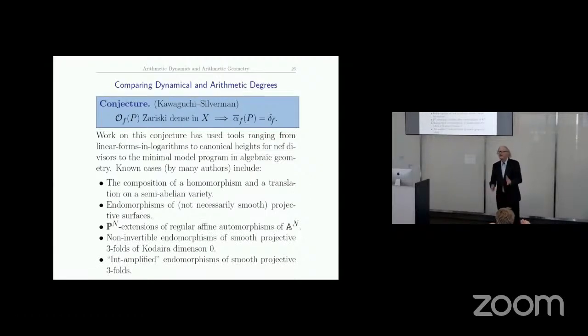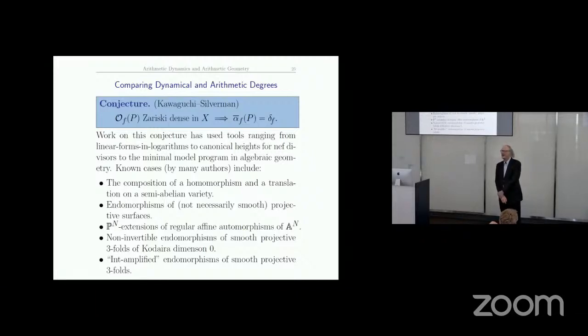So, it's a lot of special cases, and it feels like we don't actually have an approach that might yield a general theorem. So it's known for basically maps of semi-abelian varieties that preserve the group structure in some sense. It's known for maps of projective surfaces. It's known for maps in projective space that are extensions of what are called regular affine automorphisms, so nice automorphisms of affine space. It's known for various non-invertible endomorphisms of threefolds of Kodaira dimension 0.